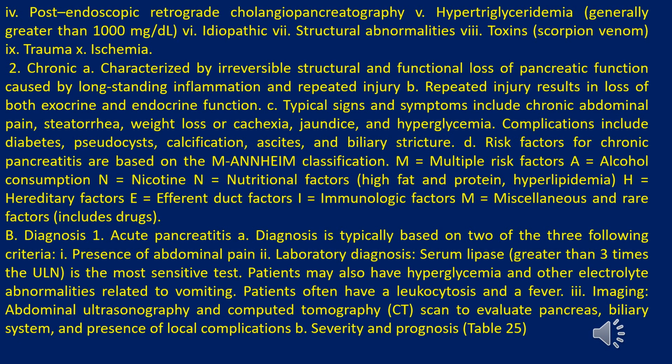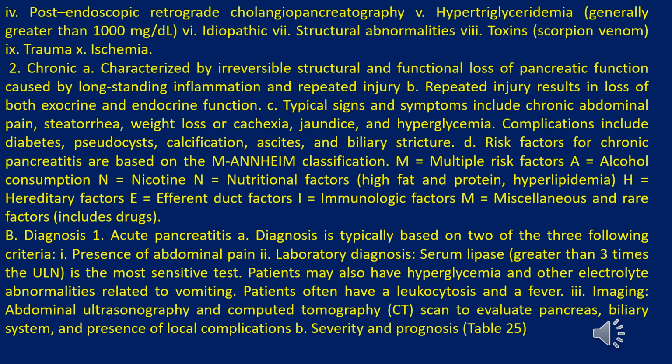2. Chronic pancreatitis. A. It is characterized by irreversible structural and functional loss of pancreatic function caused by long-standing inflammation and repeated injury. B. Repeated injury results in loss of both exocrine and endocrine function. C. Typical signs and symptoms of chronic pancreatitis include chronic abdominal pain, steatorrhea, weight loss or cachexia, jaundice, and hyperglycemia. Complications include diabetes, pseudocysts, calcification, ascites, and biliary stricture.